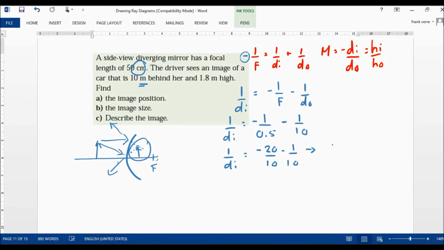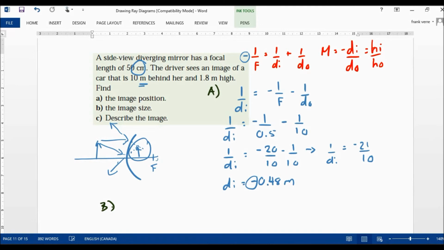So that's going to give us 1 over di is equal to negative 21 over 10. Okay, so now when we rearrange and solve for di, it's going to be negative 0.48. Again, the negative sign indicates it's virtual, it's in the mirror, and it's closer than what it appears. So there's your answer for the image distance. Okay, so that's A. I should write that down. That's A. So let's figure out B.